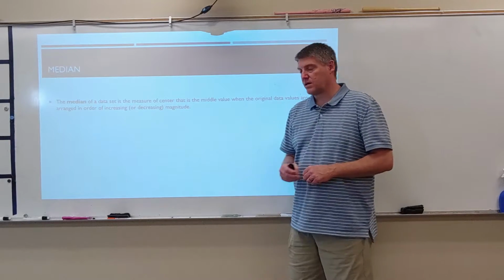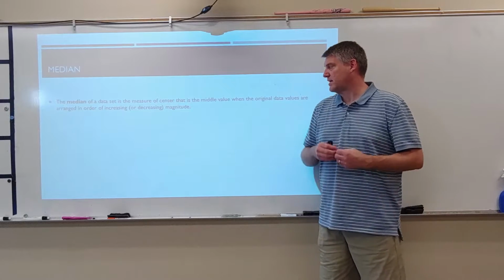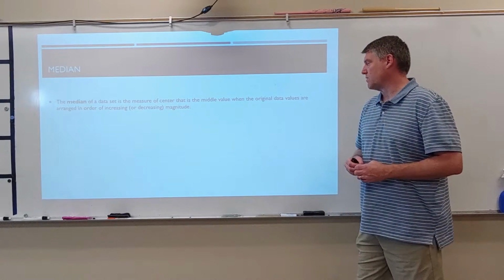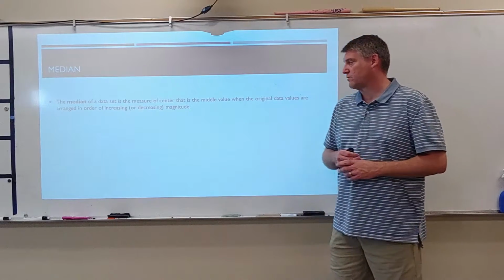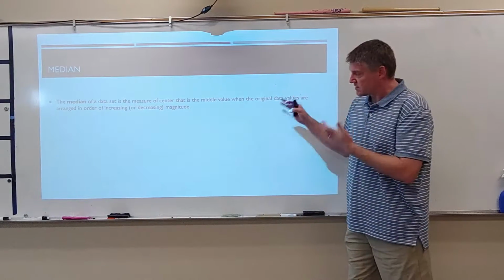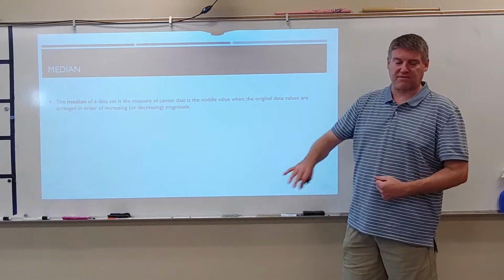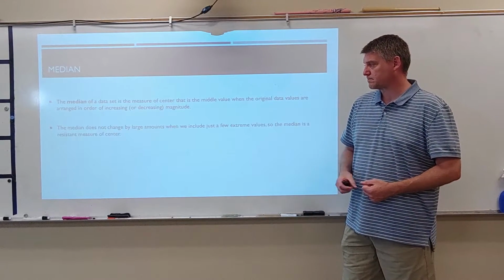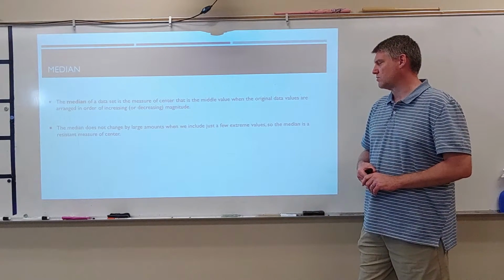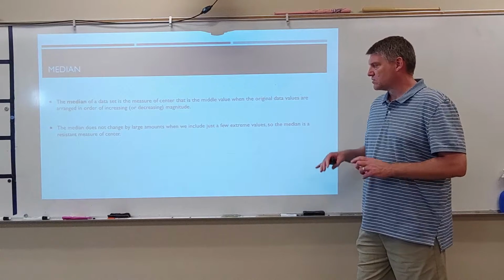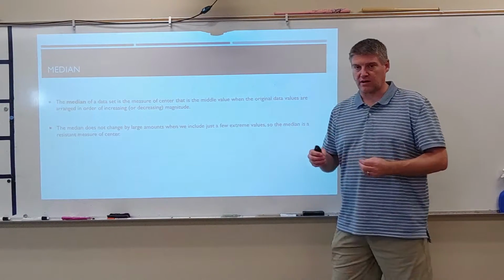The median. The median of a data set is the measure of center that is the middle value when the original data values are arranged in order of increasing or decreasing magnitude. So it's the middle value. Half the values are going to be above it, half below it. The median does not change by large amounts when we include just a few extreme values, so the median is a resistant measure of center.